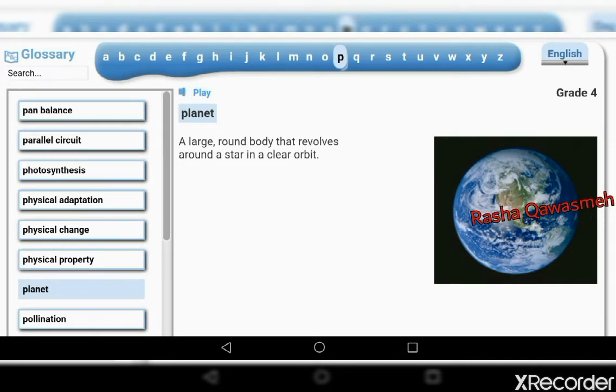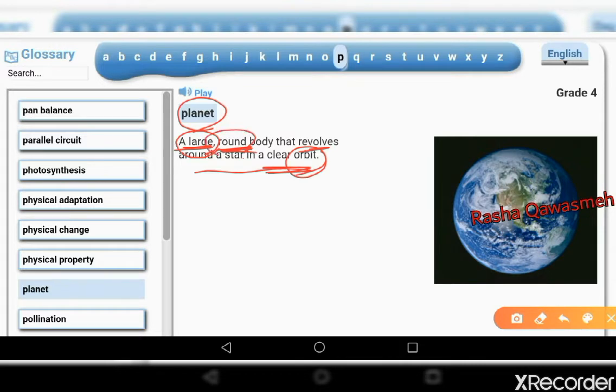Planet: a large round body that revolves around a star in a clear orbit. So it's a large round body that revolves around the star in a clear orbit. If the orbit is not clear, it's not considered a planet. If the object is not large enough, it's not a planet. If it is not round, it's not a planet. This is why, as I told you, asteroids are not round. This is why they are not considered planets. Okay?